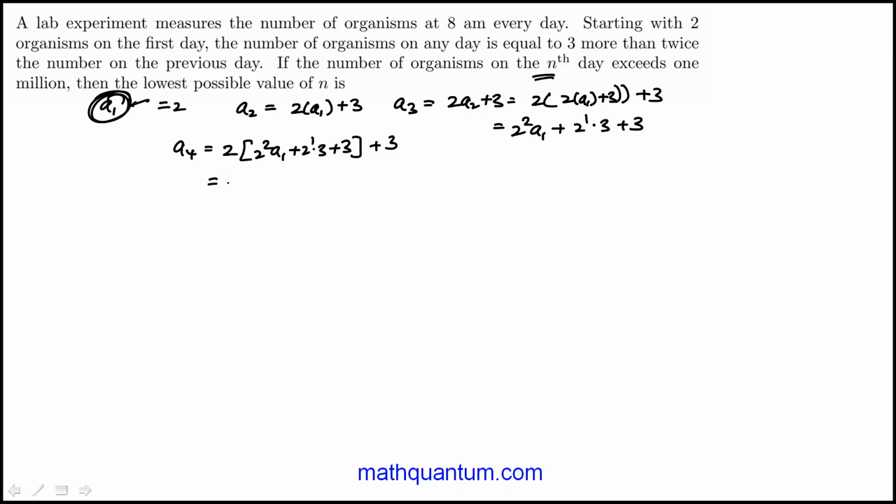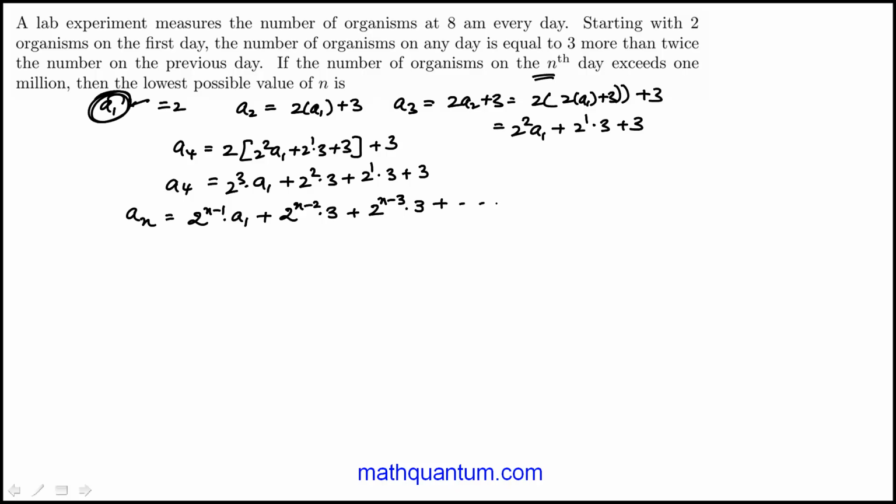add 3 to it, so this would be 2 cubed, 2 squared, and then 2 to the 1. And so you'll start to see the pattern. That is, the nth term would be 2 to the power n minus 1 a1, 2 to the n minus 2 times 3, 2 to the n minus 3 times 3, and so on and so forth. So that's our nth term.